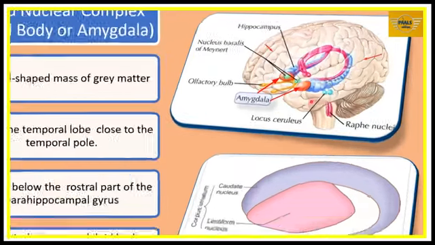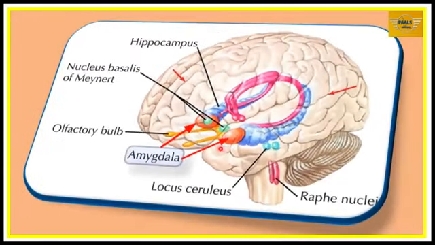Let's use the next diagram. This is the amygdala, and here is our temporal lobe. It is located below the rostral part of the parahippocampal gyrus, and posteriorly, it continues as one of the other nuclei seen in the basal ganglia, that is the caudate nucleus. So it continues posteriorly as the caudate nucleus, and also it continues as its major efferent, which is the stria terminalis. Let's also appreciate this in the next image.